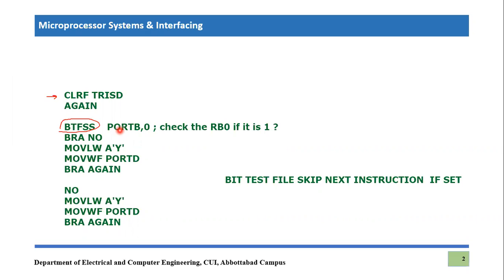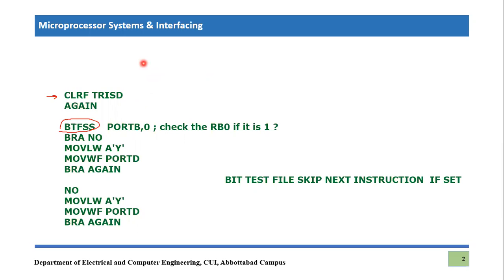And we know that for an input pin, we don't need to declare it. That is why we did not use any TRISB thing. Port B is by default an input pin, and we are just checking the 0th pin. So what we check is whether pin 0 of port B is equal to 1 or not. If it is 1, then we will skip the next instruction.